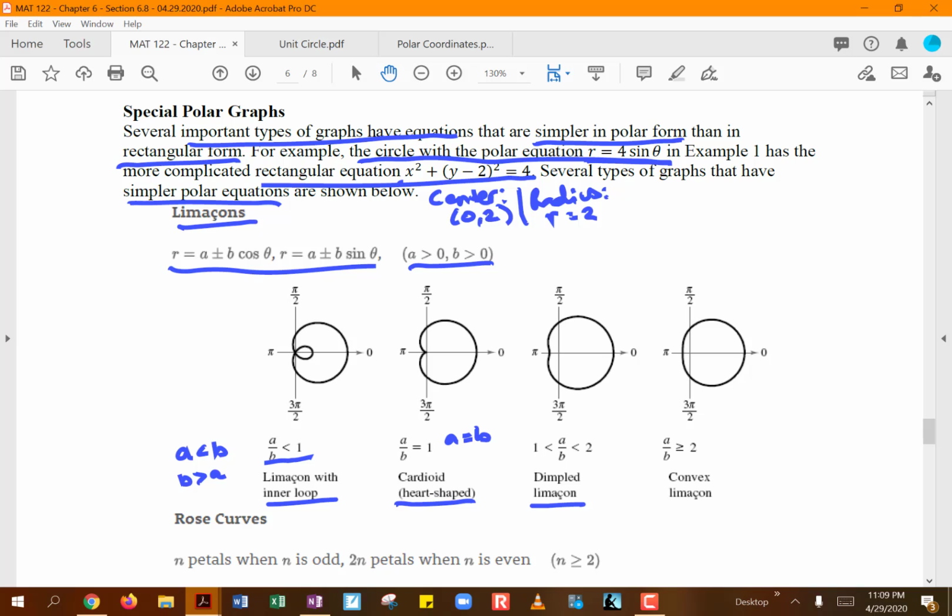The dimpled Limacon, we actually looked at this, and this is where b is less than a is less than 2b, or basically you can think of it as 2b being greater than a being greater than b. And then you can have a convex Limacon when a is greater than or equal to 2 times b. So different types of Limacons depending on what kind of relationship we have between the a and b terms.